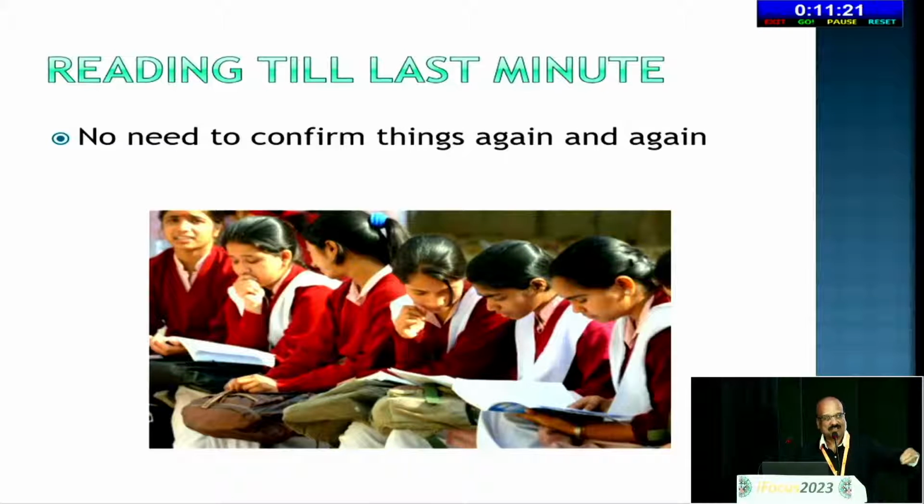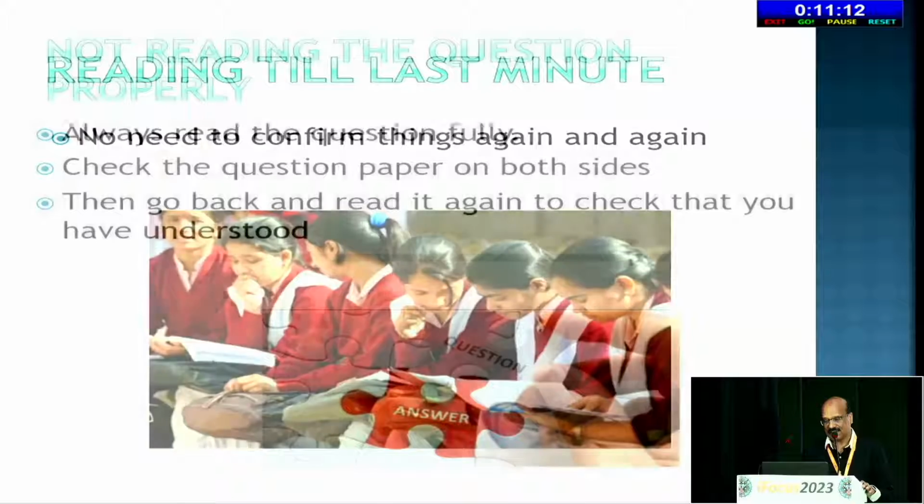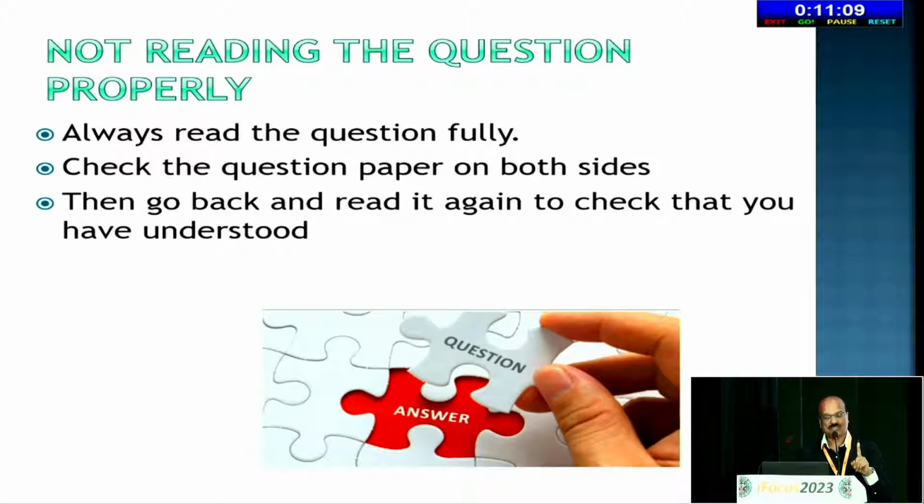Reading at the last minute, examination hall में जा रहे हो, पढ़ रहे हो, that is not good. You may get confused sometimes. No need to confirm things again and again. And not reading the question paper as well as the questions fully. As I told you, always read the questions fully. Check the question paper on both sides. And then again go back and read the instructions. Sometimes the instruction says that from section A, you attempt first, second, third, and from section B, you attempt first and second. So students should read the instructions fully, understand the questions fully, and attempt according to that.